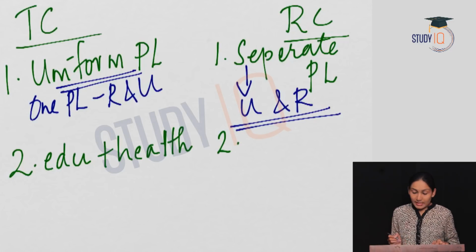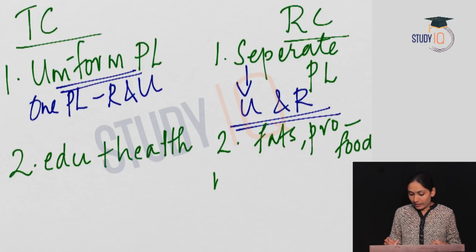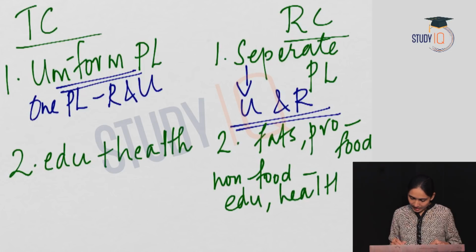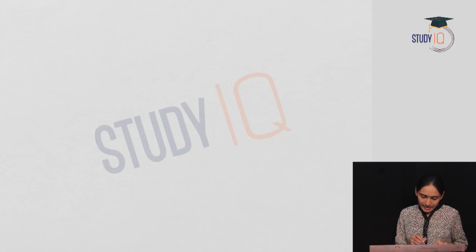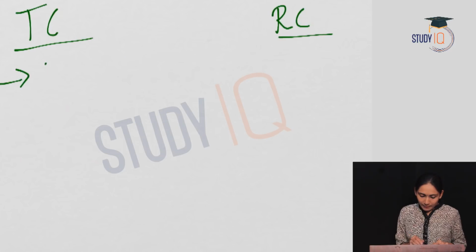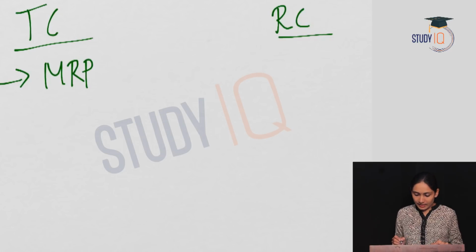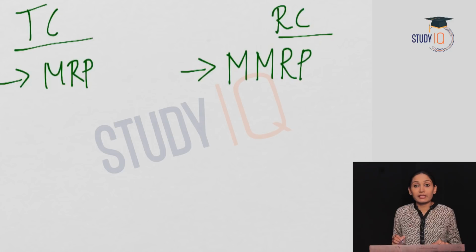But the Rangarajan Committee recommended for addition of more number of items in the food as well as in the non-food items in the consumption basket. So, those items were fats, proteins in the food, and in the non-food items, education, health, house rent, clothing and conveyance were added. The next difference is that the Tendulkar Committee recommended for a mixed recall period method of data collection, and Rangarajan Committee recommended for modified mixed recall period method of data collection. So these are the basic differences between the Tendulkar Committee recommendations and the Rangarajan Committee recommendations. These two committees are very important.